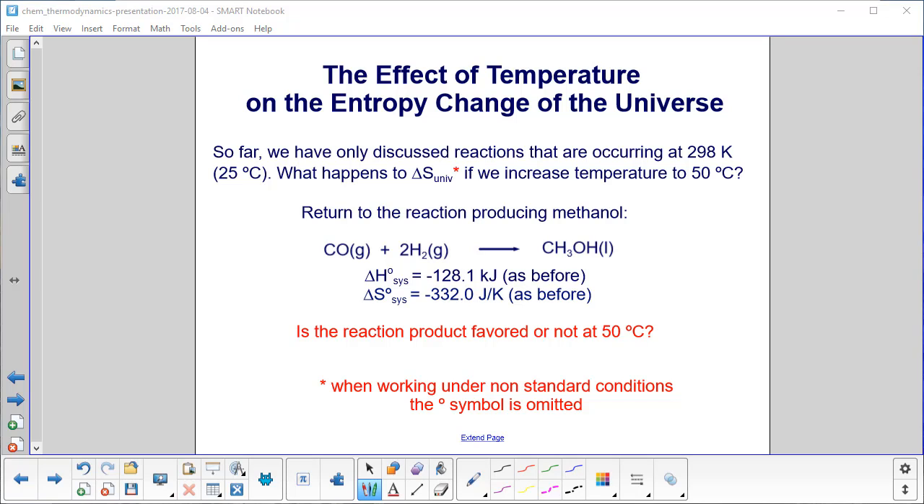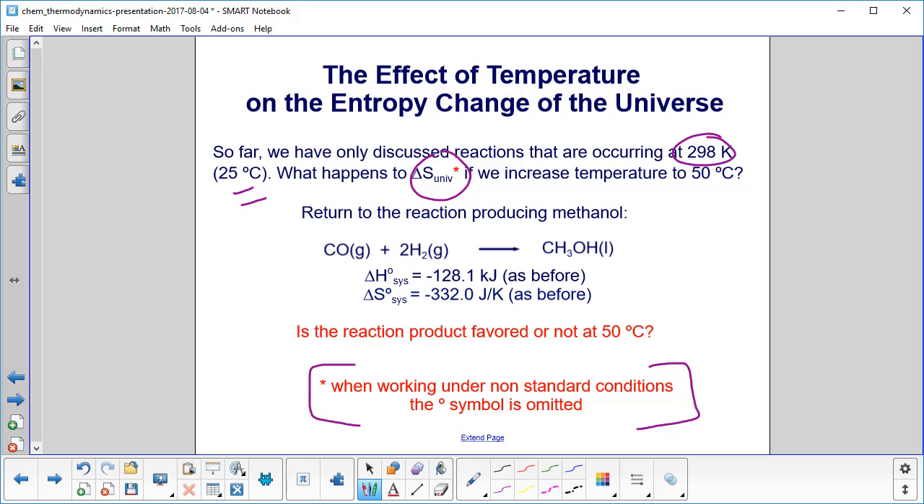So far, we've only discussed reactions that are occurring at 298 Kelvin, which is 25 degrees Celsius. What happens to the change in entropy of the universe if we increase the temperature of the reaction to 50 degrees Celsius? And notice a little footnote here. When you work under non-standard conditions, we leave out that little zero in the superscript.